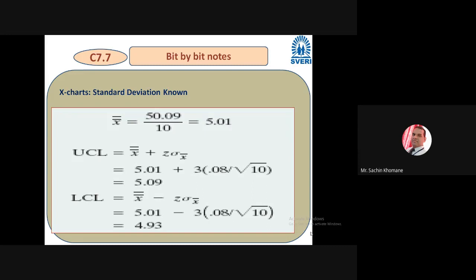Obviously UCL should be more than LCL, right? Because it is above the X double bar. Now, UCL must be above 5.01. So it is true, 5.09, and LCL should be lower than X double bar, that is 5.01, and here it is 4.93.